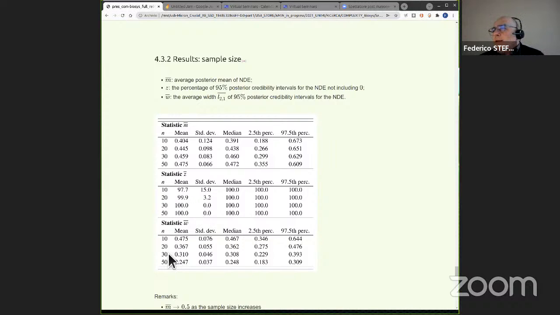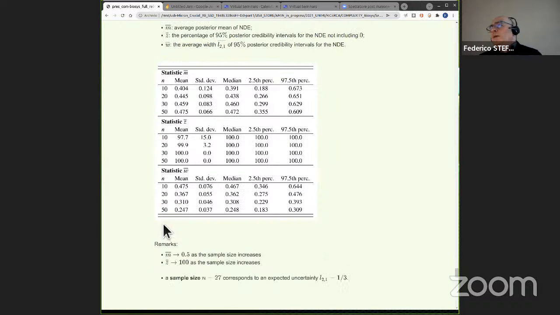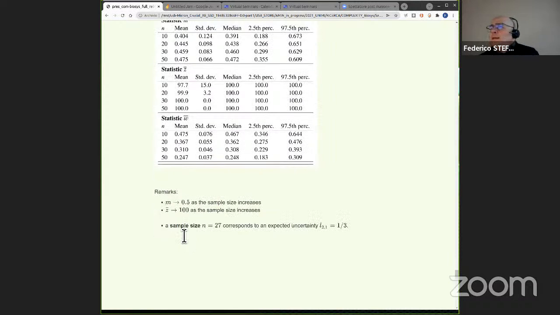And finally, we see that for n equal to 20, the uncertainty is 0.367. For n equal to 30, the uncertainty is 0.310. And so by interpolation, we found that the optimal sample size is n equal to 27, when the expected uncertainty is 1/3. So a couple of comments.